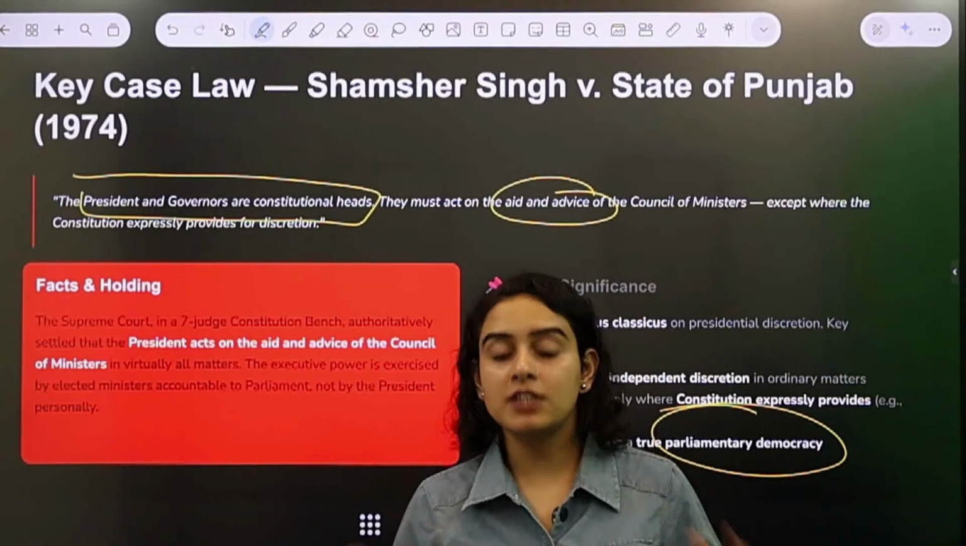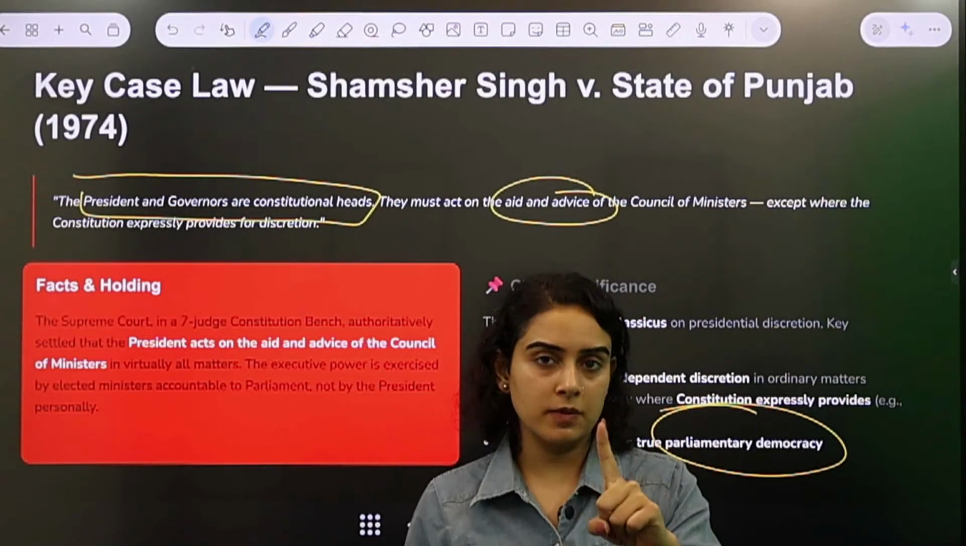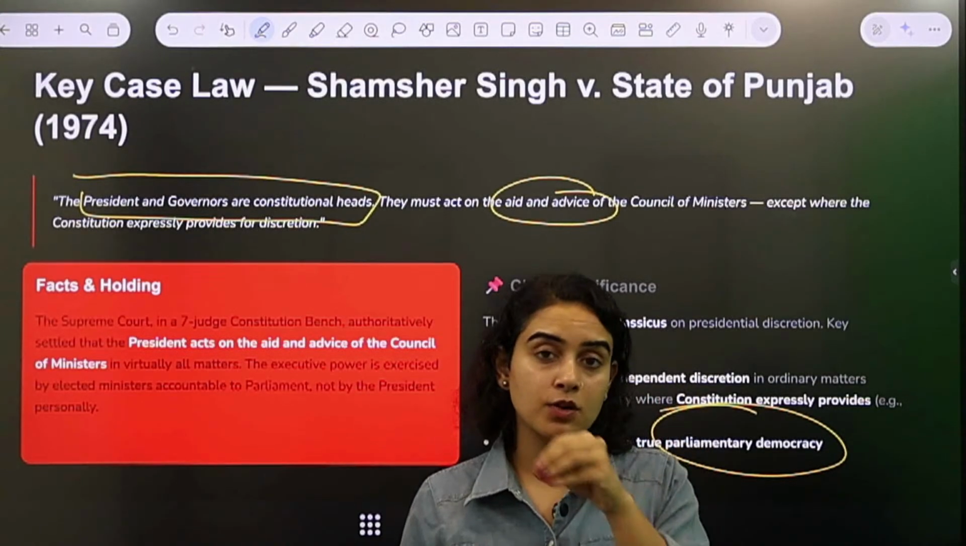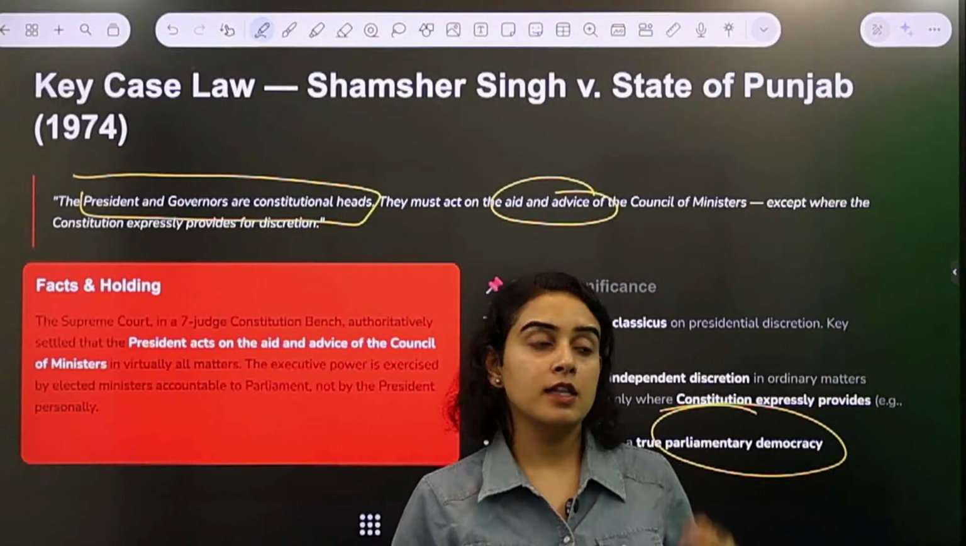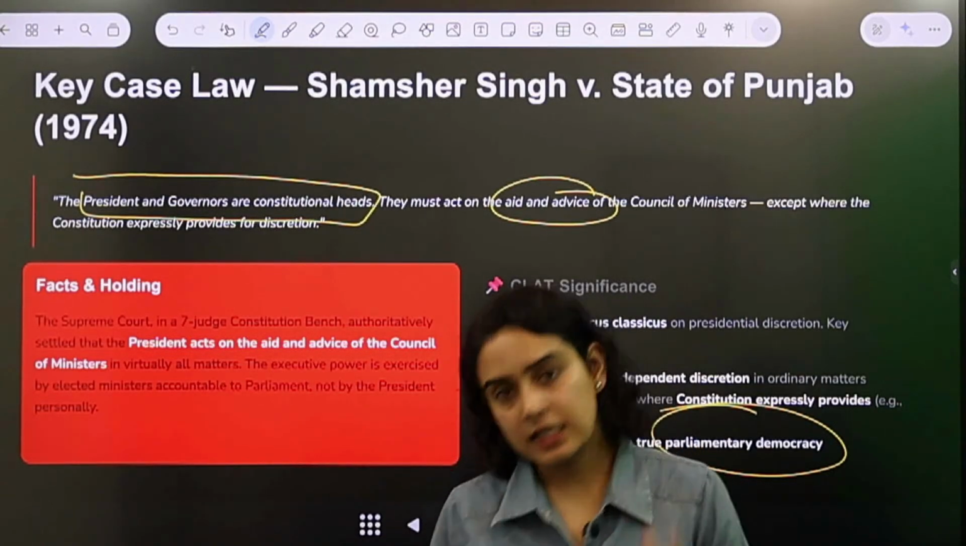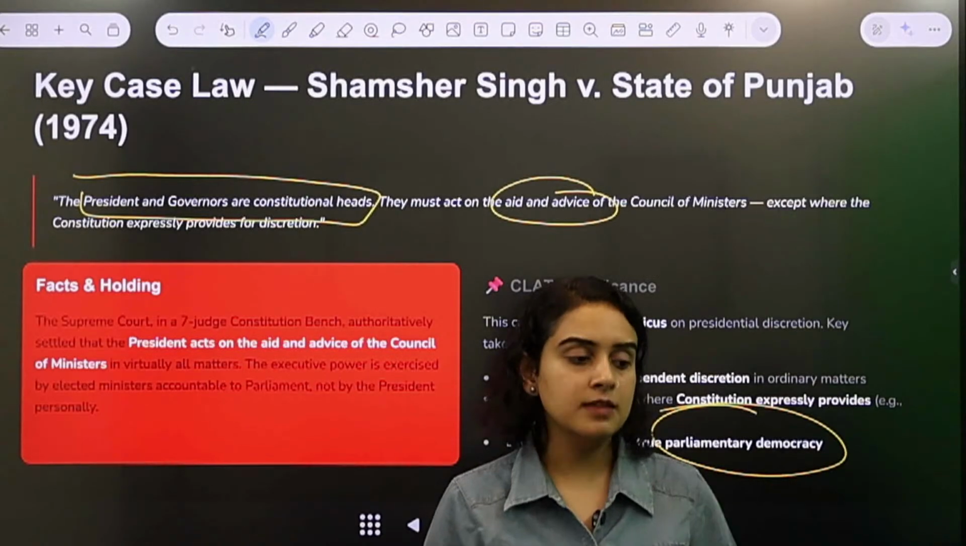So if we have three organs, this was one organ on which the entire government of the country has to function. There are two more organs. We are going to understand the same in detail in the subsequent sessions. Till then, keep on preparing.